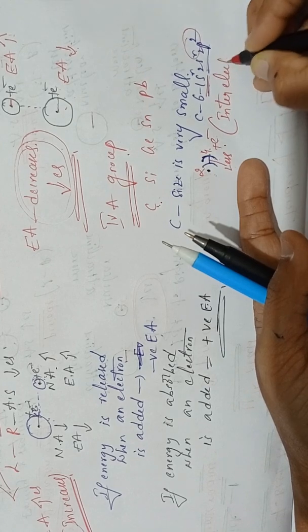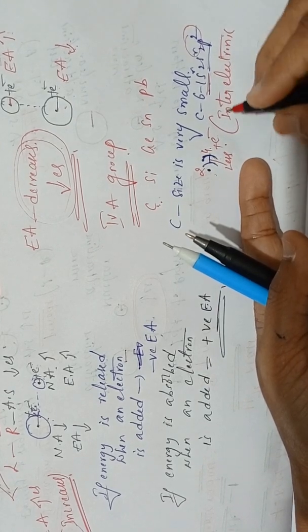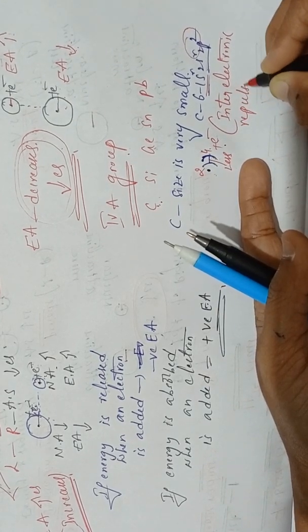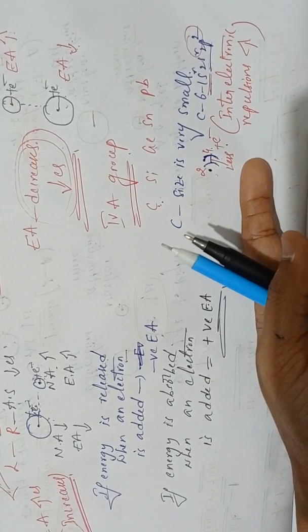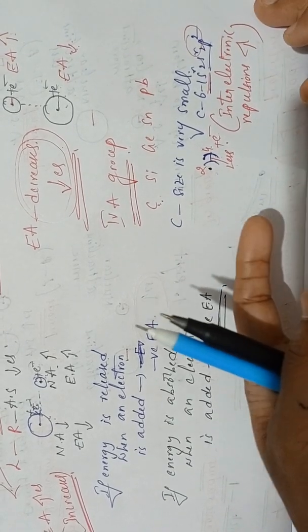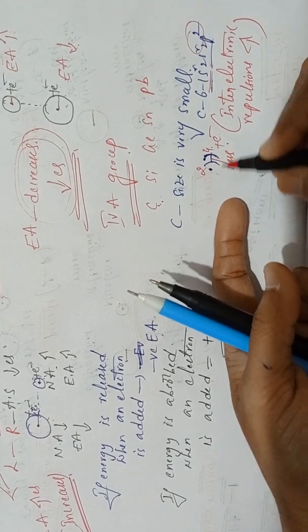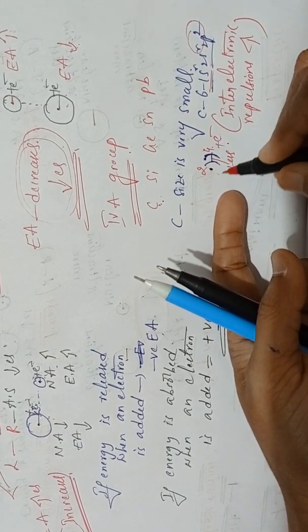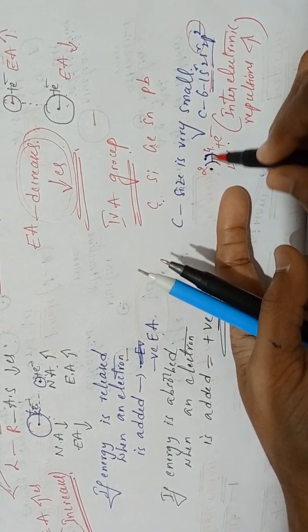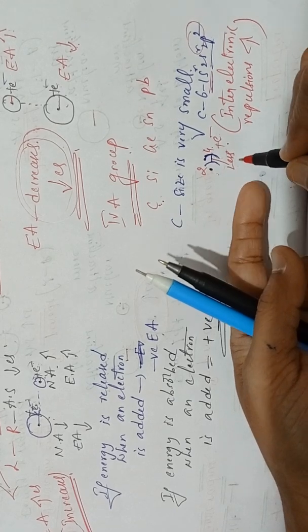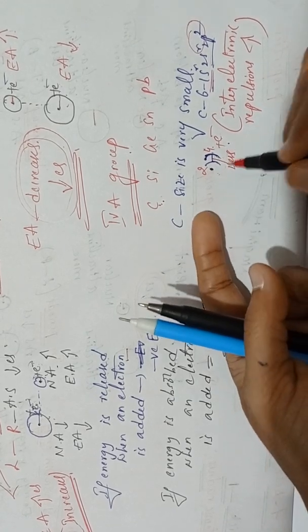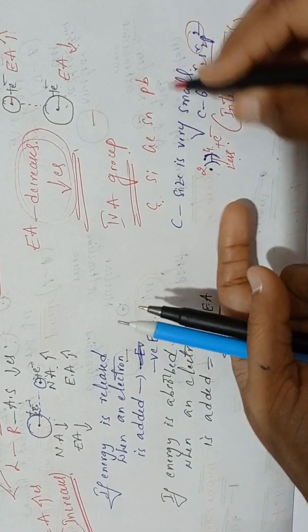Because of this reason, in very small size atoms, interelectronic repulsions are more. So that's why electron affinity is small. Electron affinity is less. So what is the correct order, students?